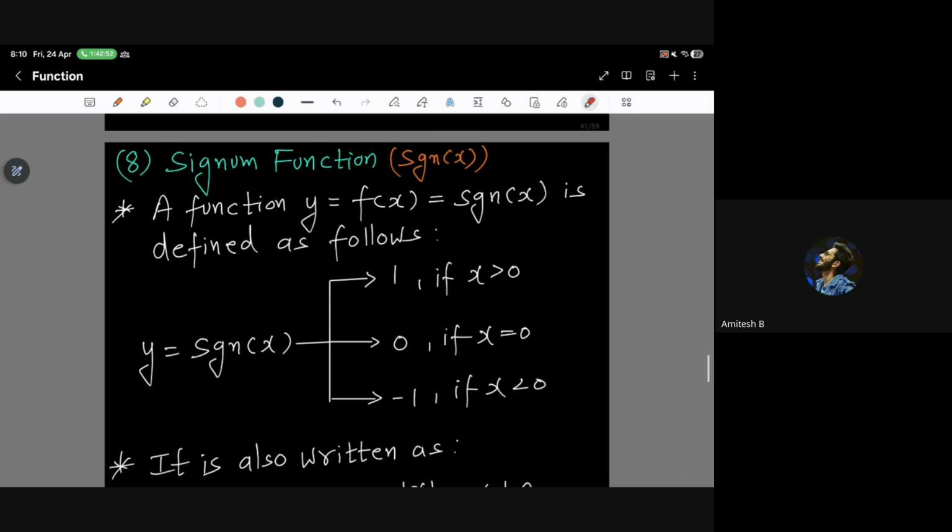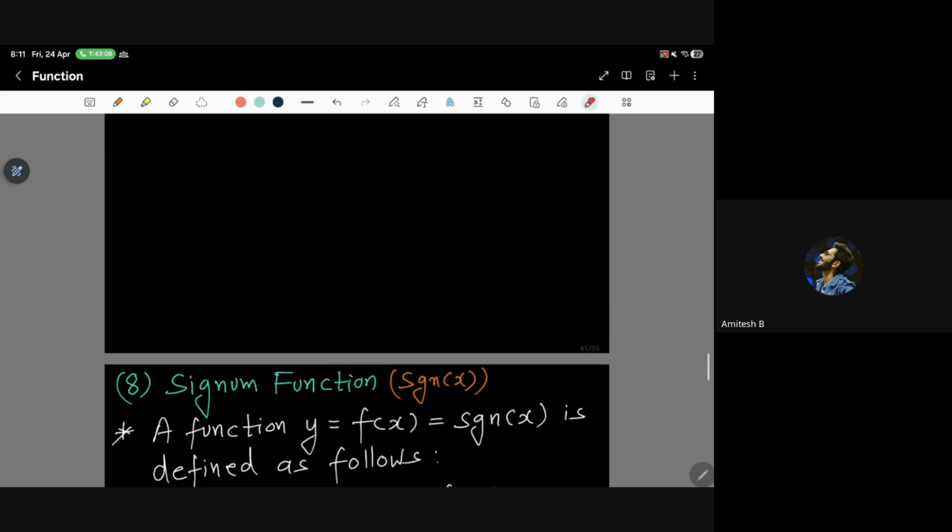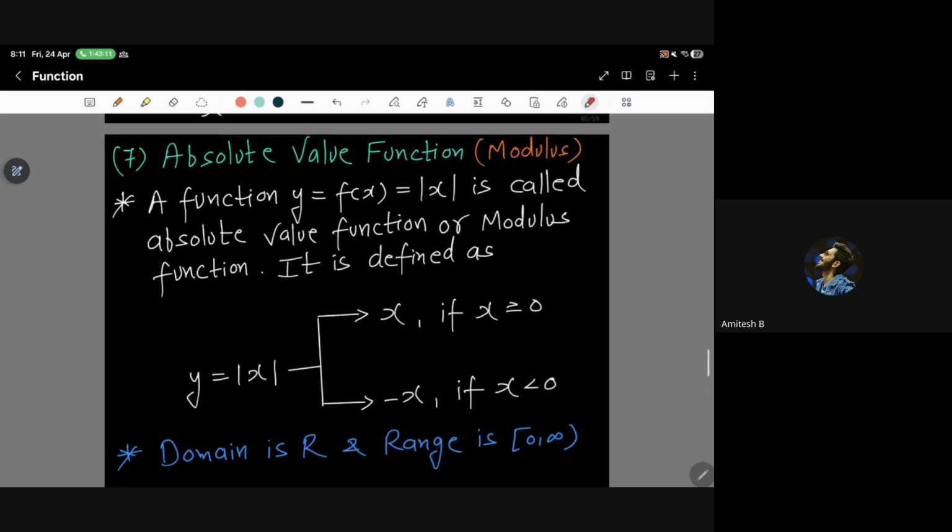Signum function, this must be a new function to you. So what is the signum function basically? This is defined as this. If you put a positive value in place of x, the signum function will... first, here we have the graph of the modulus also.